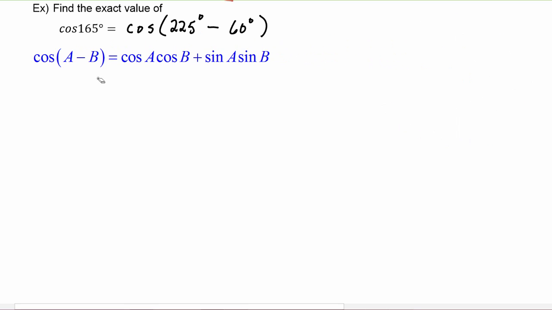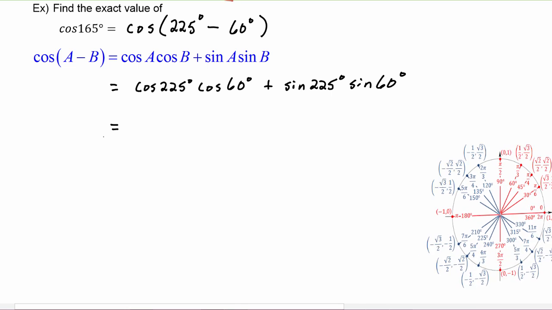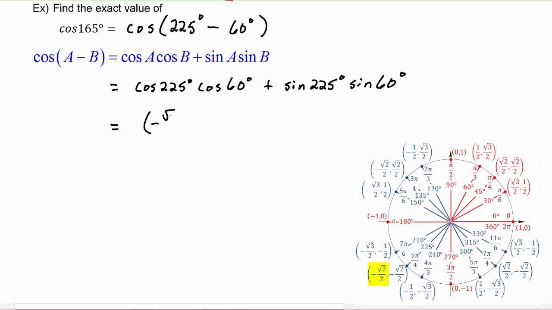And now we would apply the difference identity for cosine, and we get that this would be cosine of 225 degrees times cosine 60 degrees plus sine of 225 degrees times sine of 60 degrees. Next, we fill in all the values. We know the cosine of 225 is negative radical 2 over 2. Cosine of 60 is 1/2, plus the sine of 225 is negative radical 2 over 2 times the sine of 60, which is radical 3 over 2.